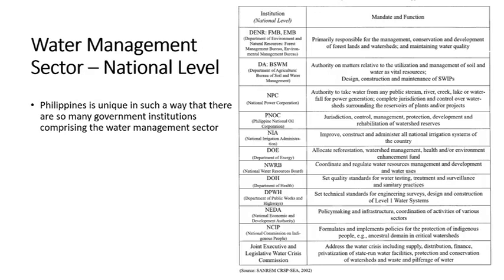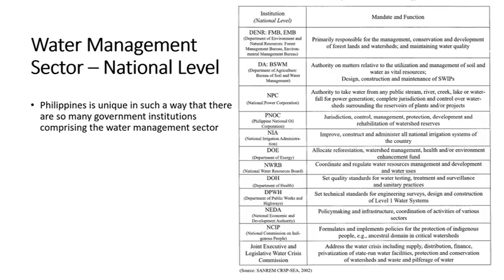So DNR is responsible for the management, conservation, and development of forest lands and watersheds, as well as maintaining water quality. The BWSM is about the management of soil and water as vital resources. So how do you differentiate that from the role of DNR? It's not really super clear. They also have a role in the design and construction of small water impoundment dams, so that's quite clear.